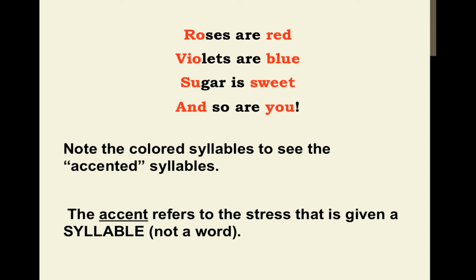So one of the terms you have is accent, and that refers to the stress or the emphasis that is given a syllable. It's not about a word, it's about a syllable. So notice the word roses has two syllables, and the first one is stressed. Roses are red. Now, poets often cheat a little bit on syllables. Technically, we say violets, and that would be three syllables, but sometimes they cheat that and just squeeze it together. Violets are blue, sugar is sweet, and so are you.